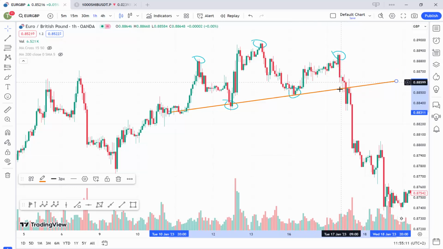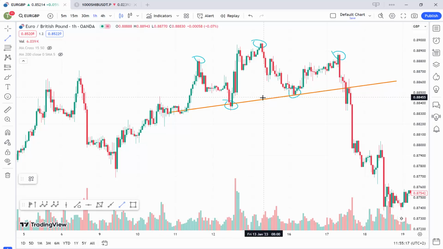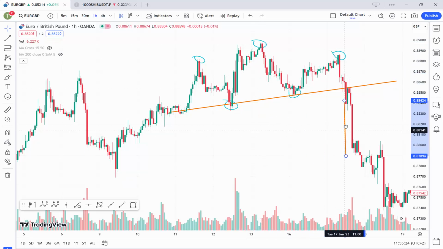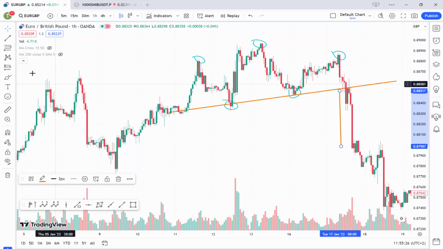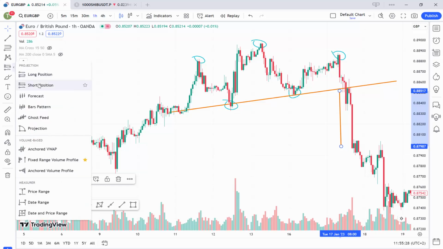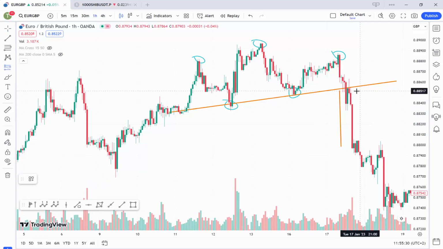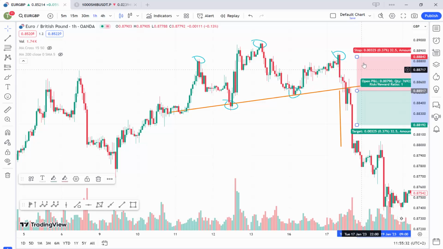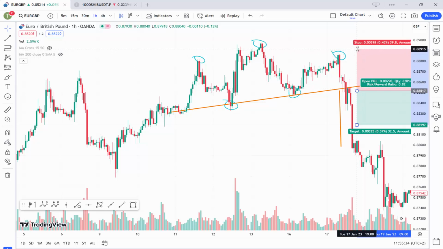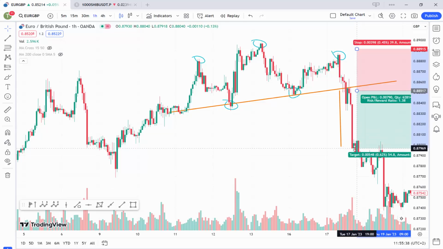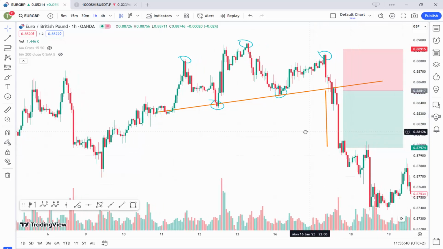When the neckline is broken, that's your time to enter the trade. And to calculate the take profit area, we just measure the distance between the neckline and the top of the head peak. So this is the take profit area in this trade. It will look something like this. Okay, the neckline gets broken around about here. We place the stop loss just above the right shoulder, and then the take profit is around about here.